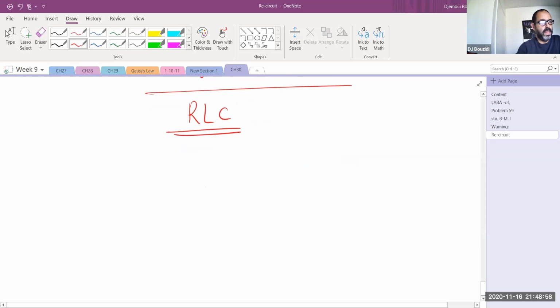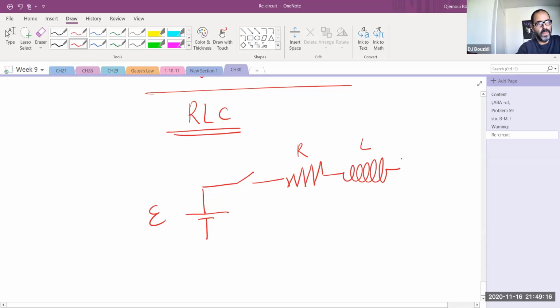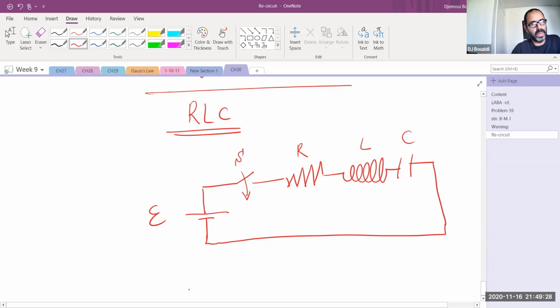Okay, so this is the situation. We have an EMF. We have a switch, usually for safety. We have a resistor. We have an inductor. We have a capacitor, and they are all in series. At t equal to 0, the switch is thrown to the on position. Okay. Initially, there was no current and no charge in the capacitor. Okay. So that's to make life a little easier for us.